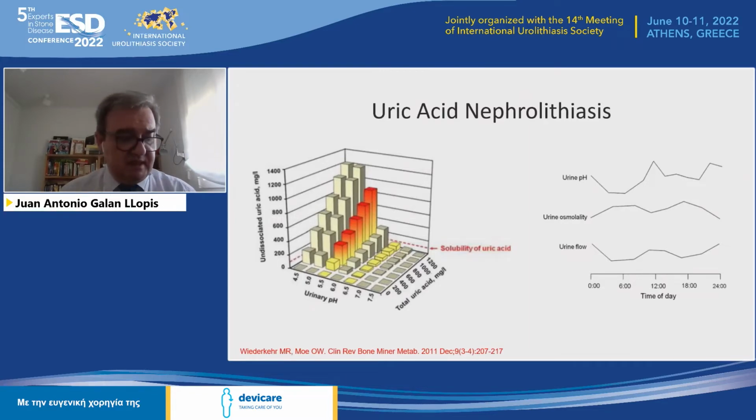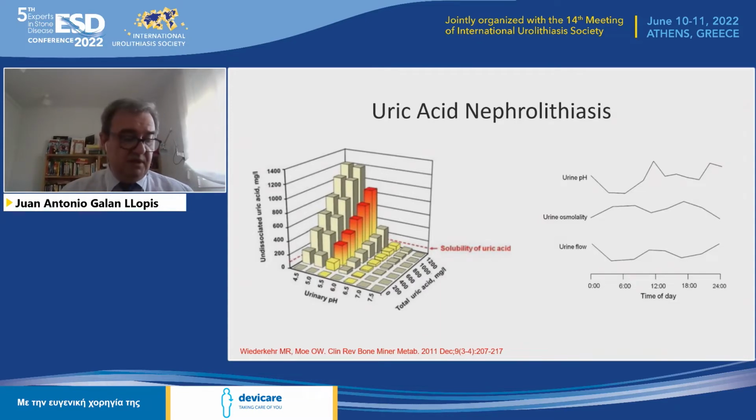Here you have two graphics on the relative effects of urine pH and total uric acid on undissociated uric acid. The dashed line denotes the solubility of uric acid. As you can see, at pH 6.5, even a high level of uricosuria does not significantly elevate undissociated uric acid. On the other hand, at pH 5.5, even a modest concentration of uric acid within the clinical normal range will lead to an undissociated uric acid level that will exceed the solubility.